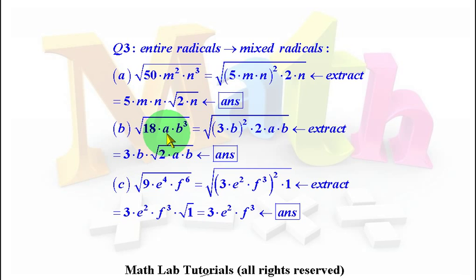The square root of a, we don't know what that is, so leave it alone. But b cubed can be rewritten as b squared times b. The square root of b squared is b, drop it inside.